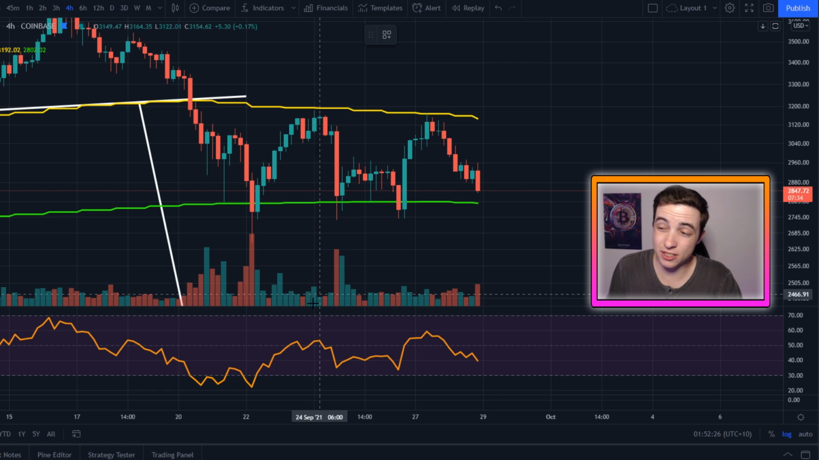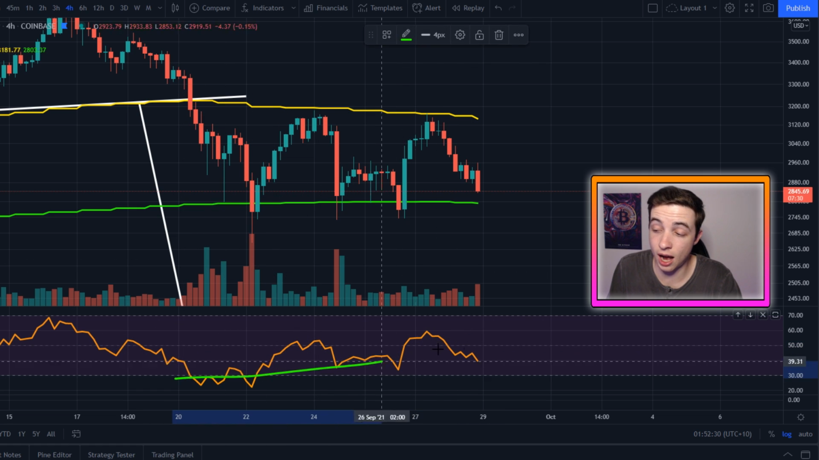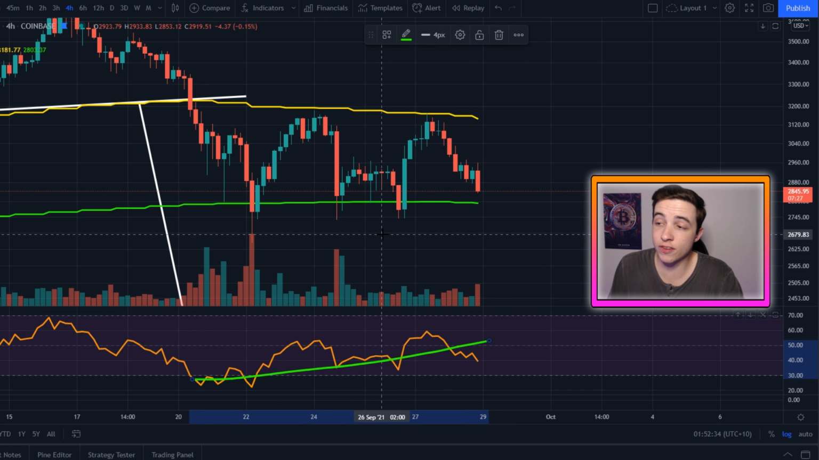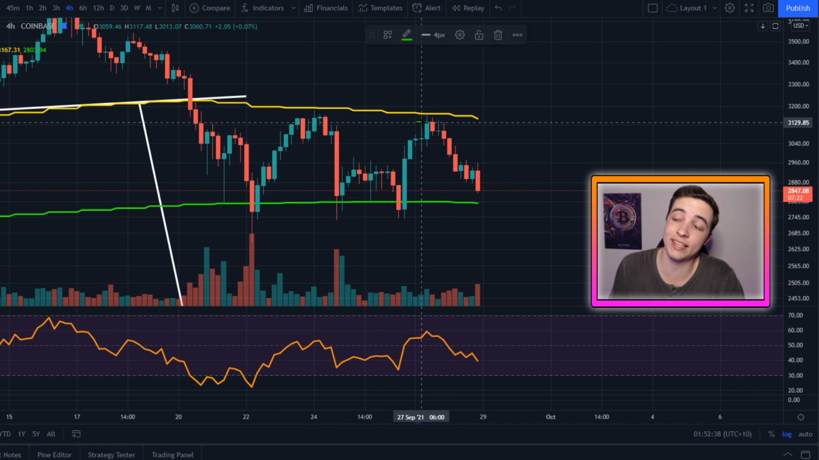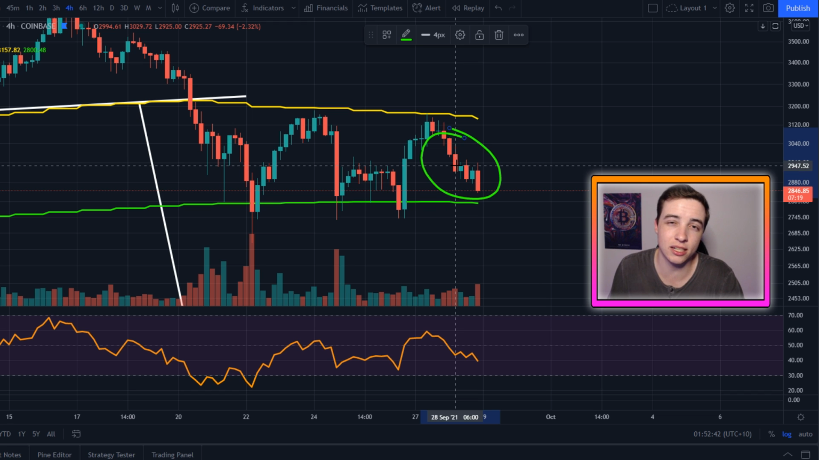Now, first of all, something to note here on the 4-hour chart is the RSI is actually in a small uptrend, which is technically speaking a bullish sign for Ethereum. Obviously, we had a very small hidden bearish divergence, which actually led into this little bit of bearish price action that we've just seen recently, but that's basically already played out.